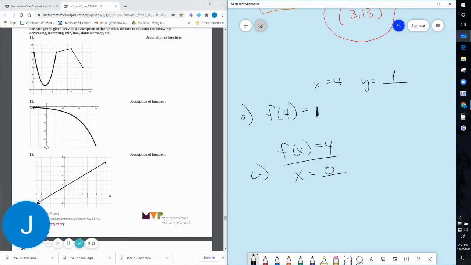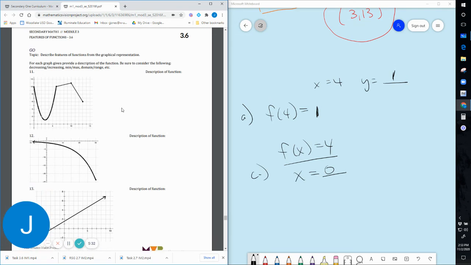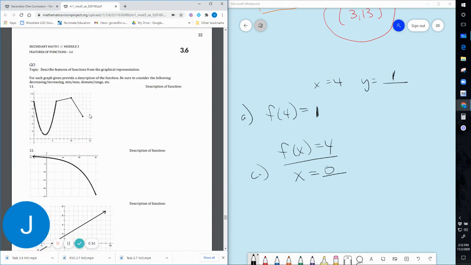And this last page is just like we've been working on, features of functions. Go back to the features of functions notes. I'm looking for all of these things. Where are you increasing and decreasing? What is the minimum and maximum? What is the domain and range? And it says etc., but we're looking for x and y intercepts. All 8 things should be answered for 11, 12, and 13.